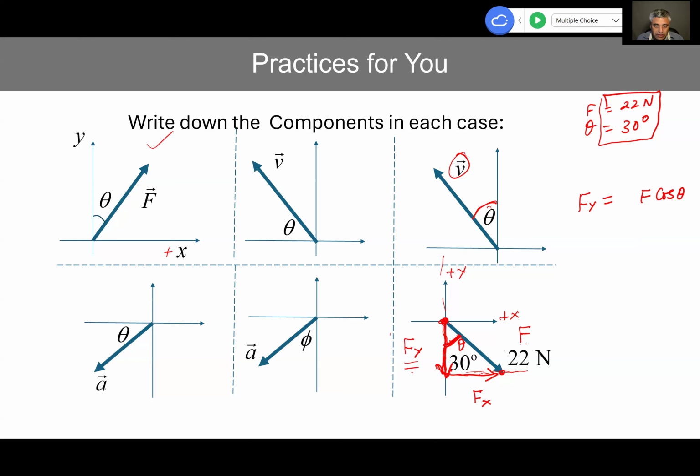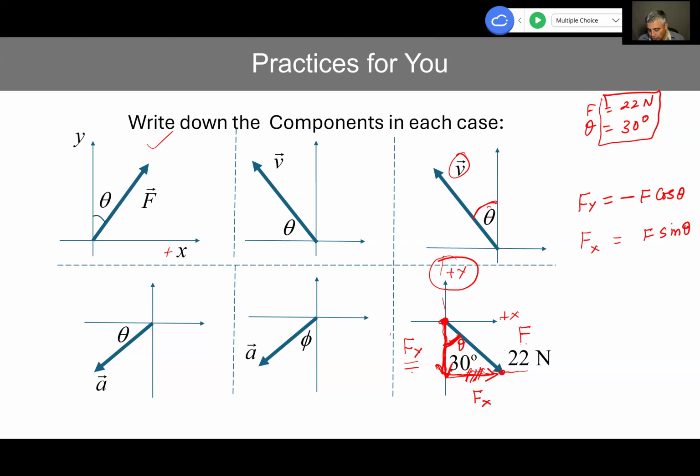What's the direction? It's pointing down. Since we are assuming up as positive, this has to be negative. So that's how we do it. Once we know one is cosine, the other one had better be sine. I don't even have to look at the triangle, because the other side is going to be opposite, and opposite picks the sine. So that's how I can directly write it.